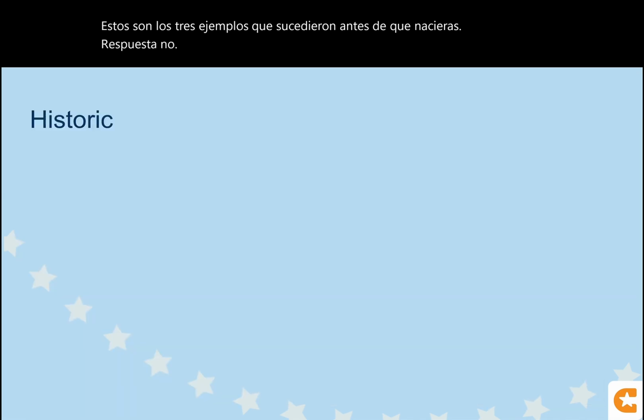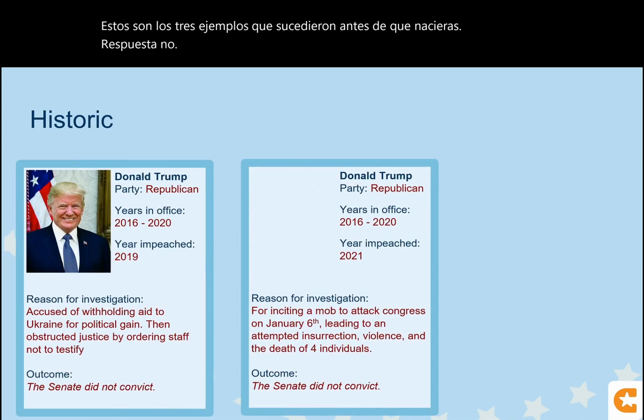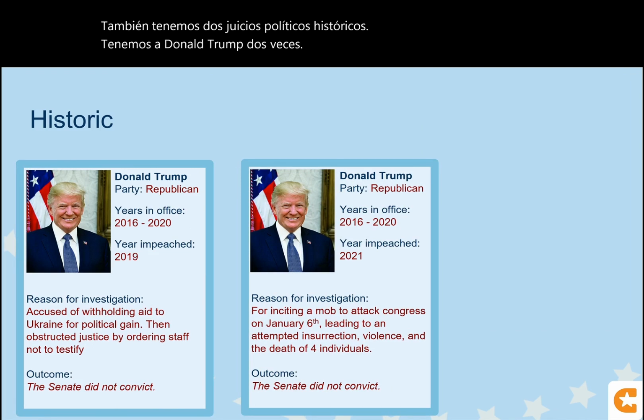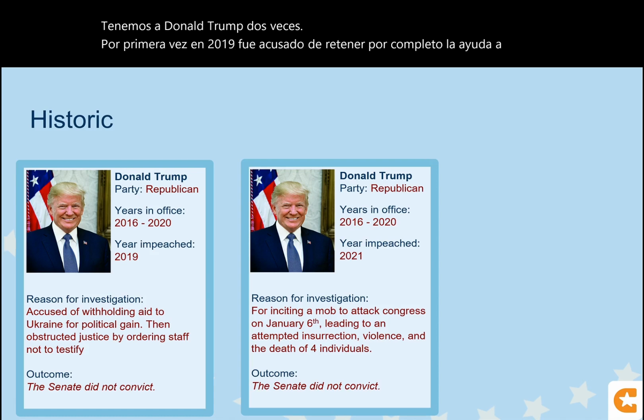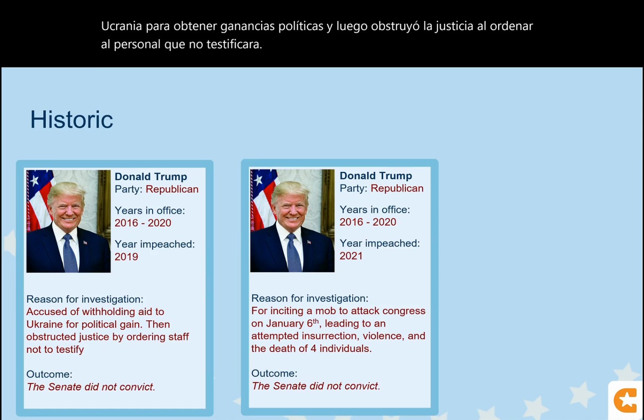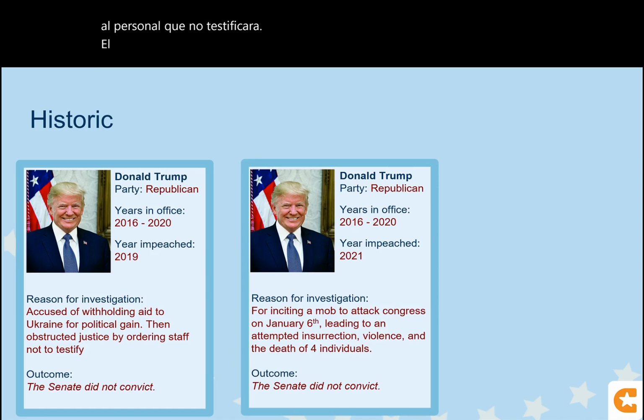We also have two historic impeachments. We have Donald Trump twice. First time in 2019, he was accused of withholding aid to Ukraine for political gain, and then obstructing justice by ordering staff not to testify. The outcome of this was the Senate did not convict.